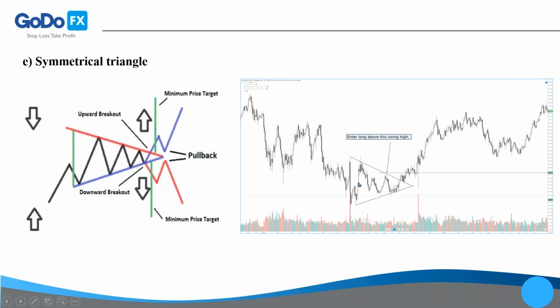to indicate our target, we should draw a vertical line here. We're going to copy and paste it and move it to the end of the symmetrical triangle. So we're going to put our vertical line from here to here, and we're going to choose our target, which is going to be our take profit.